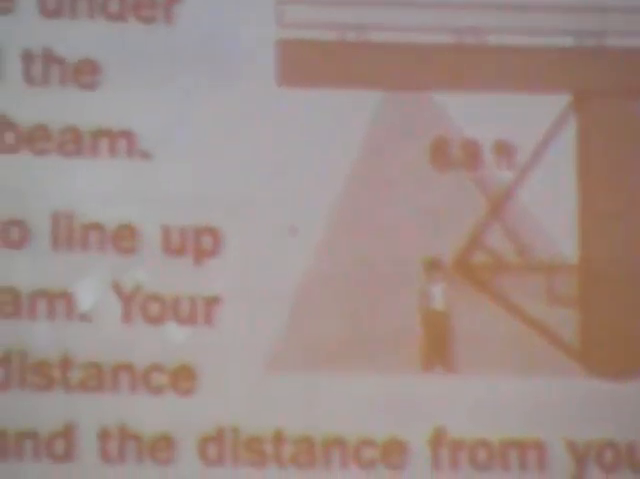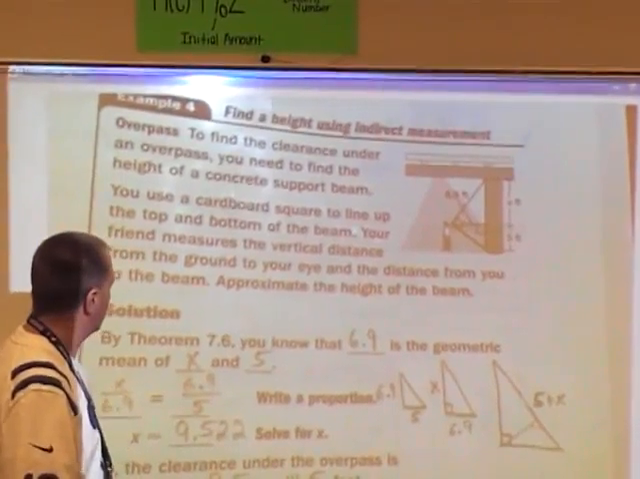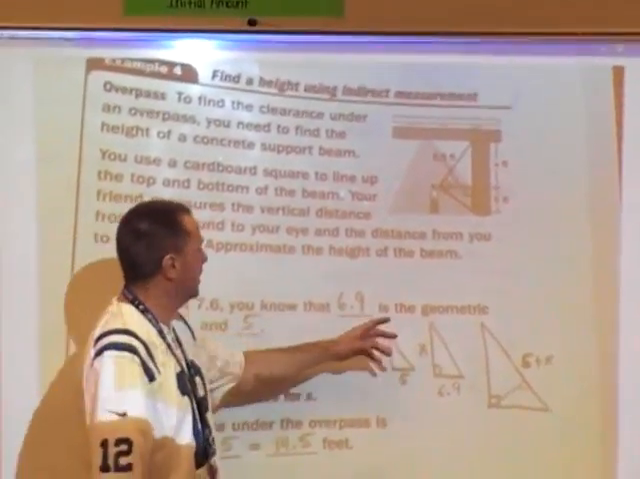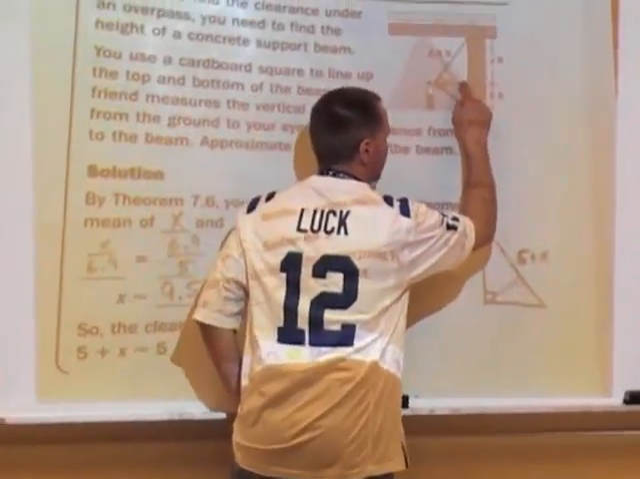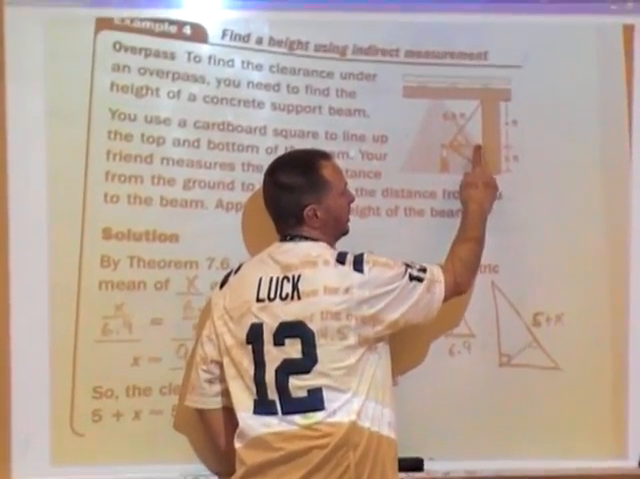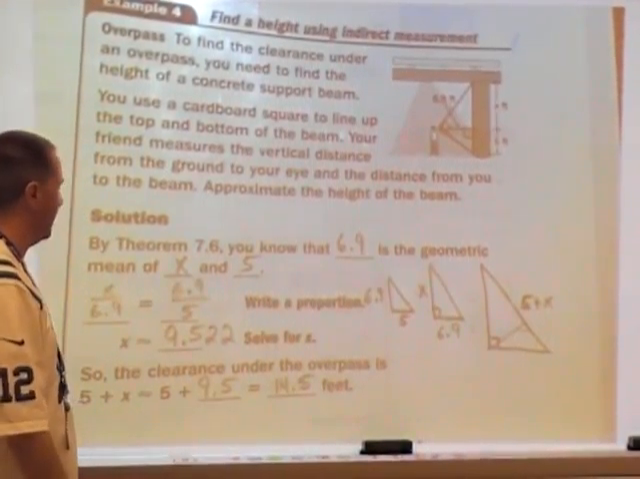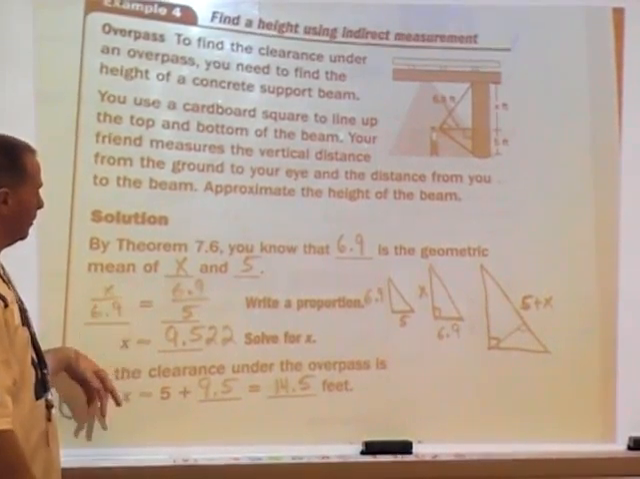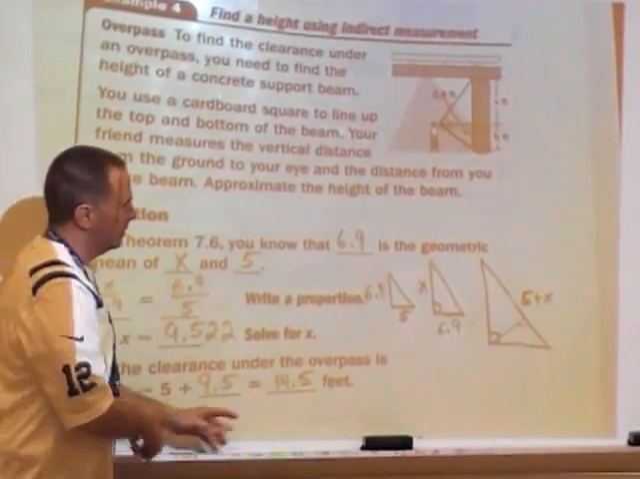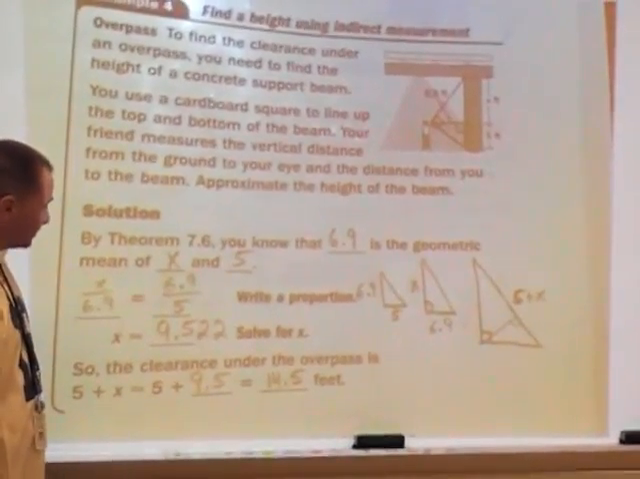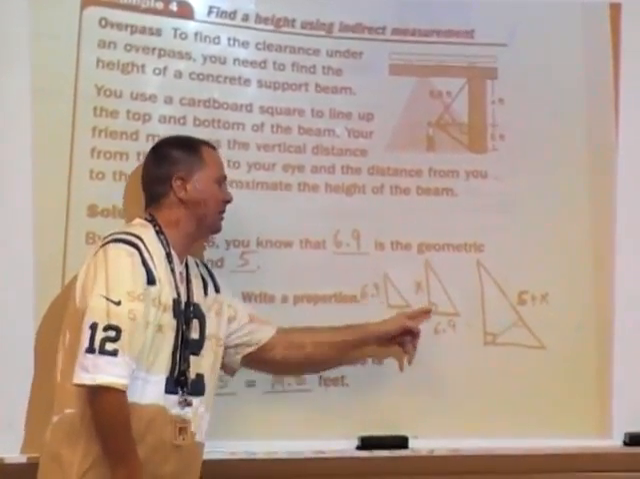I went ahead and drew the three triangles out separately here, just to show it. You know that 6.9 is the geometric mean of x and 5. The altitude is the geometric mean of these two lengths: 5 times x, and then you take the square root of that. If we set up the proportion, x is to 6.9 as 6.9 is to 5, or you can do it this way. It doesn't matter which way you do it.